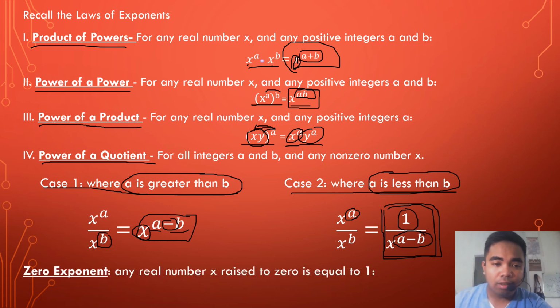Next, the last one is the zero exponent. So itong zero exponent natin: any real number x raised to 0 is equal to 1. So kahit anong number raised to 0, or kahit gaano kalaki pa yung number na raised to 0, automatically, yung sagot niya ay magiging 1. No? Example, we have 10 raised to 0. So, yung magiging sagot niya ay 1. Okay? So, tanda natin, if 0 na yung exponent, automatic 1 yung sagot.